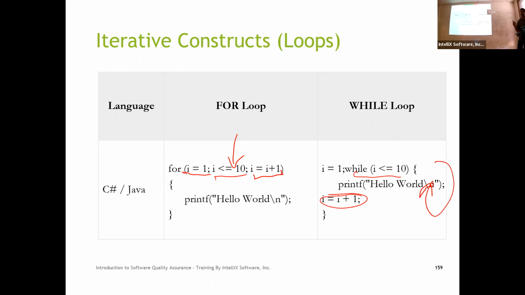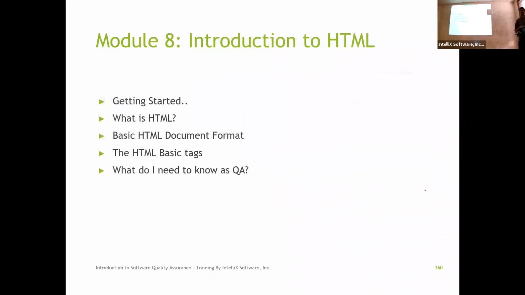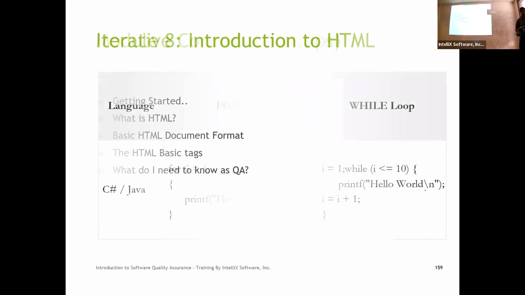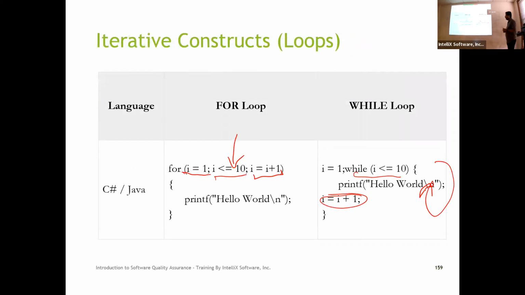Any questions on this? There is always a condition if there is a while. And this condition is always a Boolean. It has to come out either true or false. So in this case, when i is 1, is 1 less than or equal to 10? It is true.